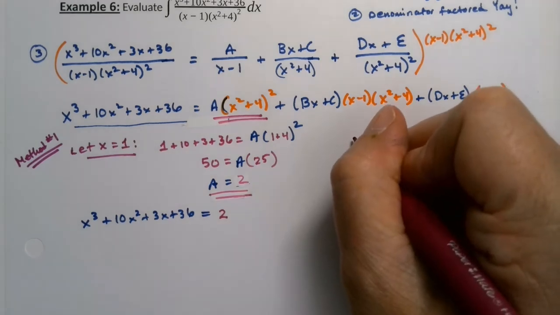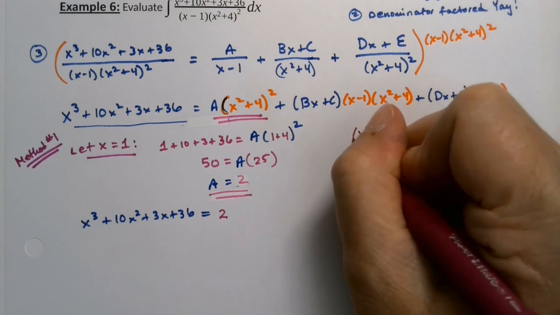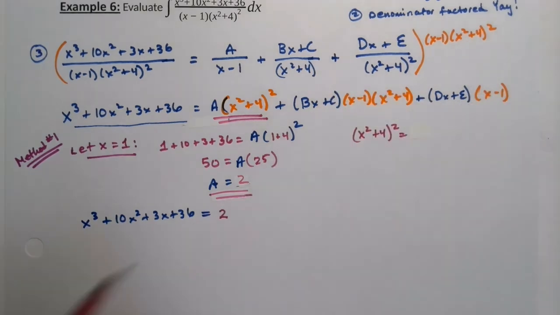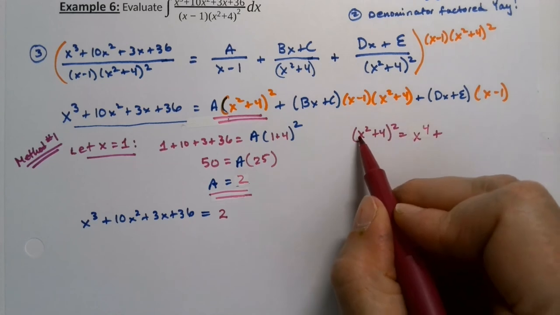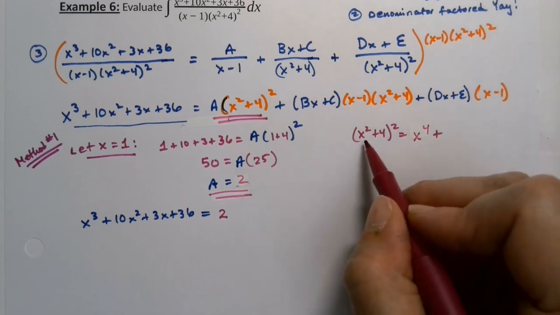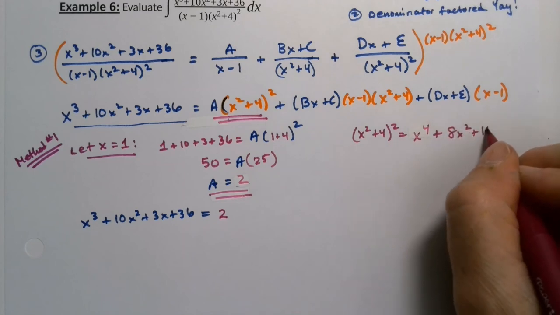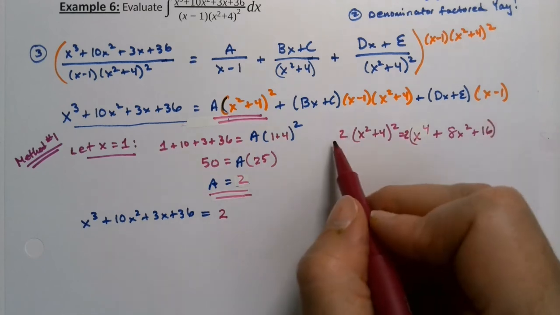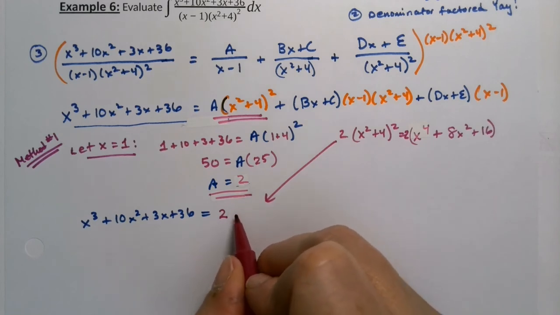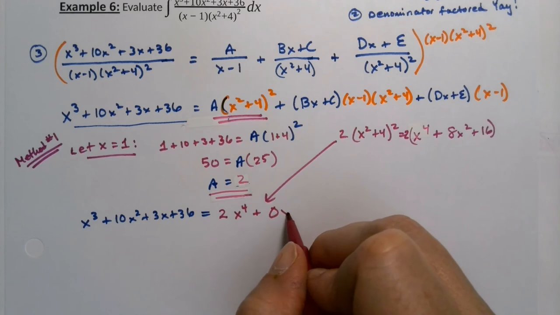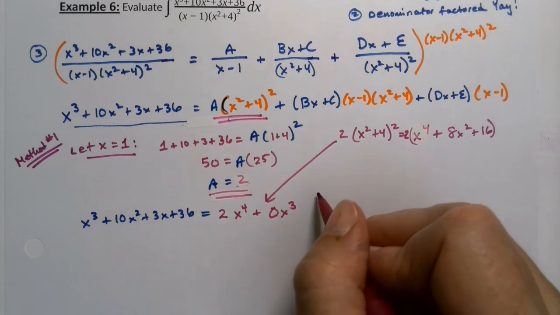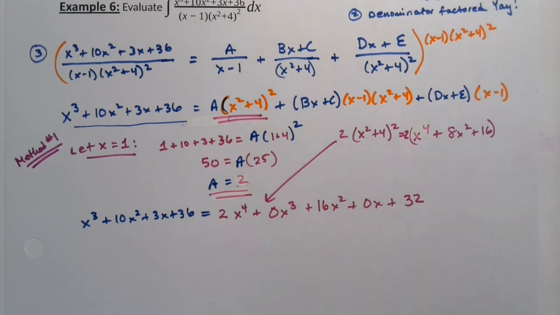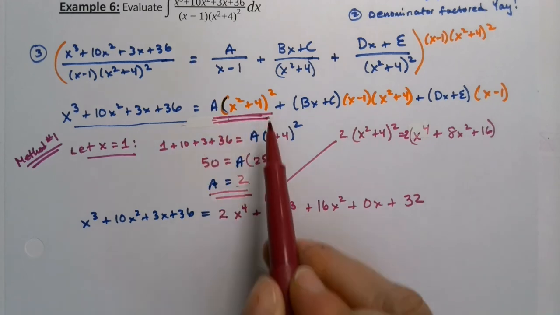Let me do a little bit of work on the side really quickly. So if x squared plus 4 squared, here, I'll just FOIL it, x to the 4th plus, right, because x squared squared is x to the 4th, and then outers and inners are 4x squared and 4x squared, so that's 8x squared plus 16, okay? And then I'm going to multiply everything by 2. So that's what I'm doing right here. So it's 2x to the 4th plus, and then I'm going to put in a placeholder for x cubed, and I have my reasons. 0x cubed plus 16x squared plus 0x plus 32. There's that first bit all written out.